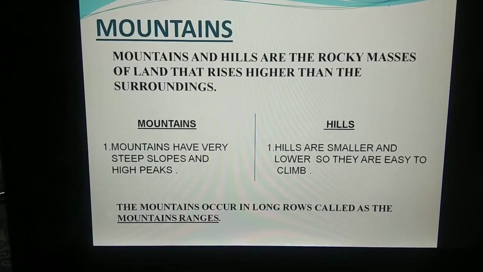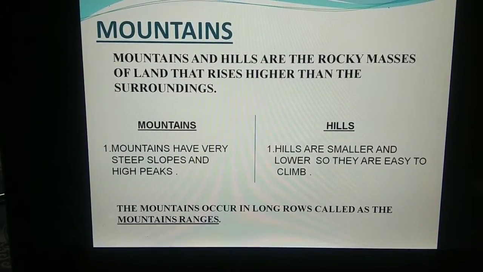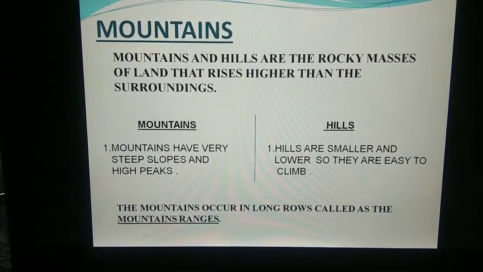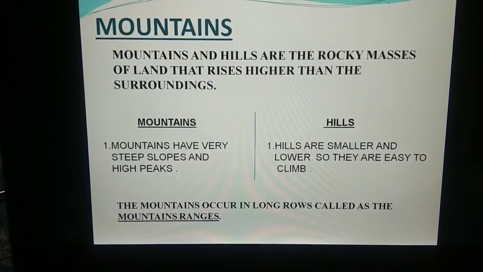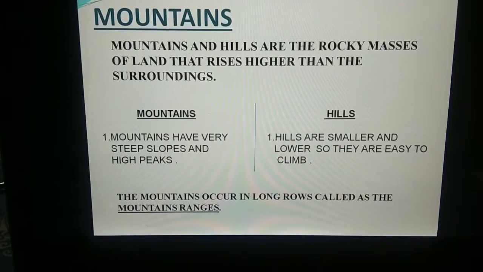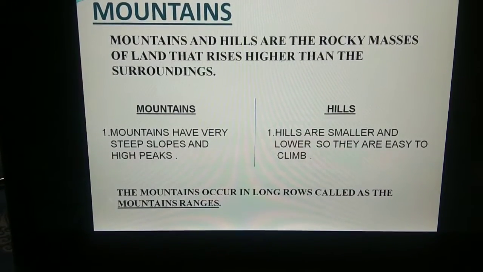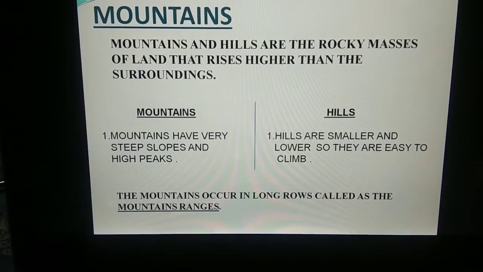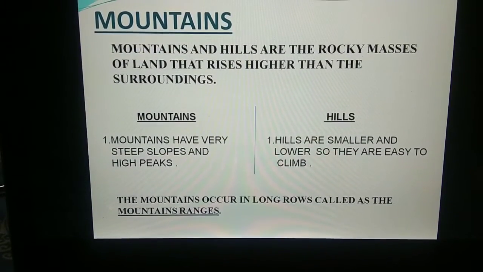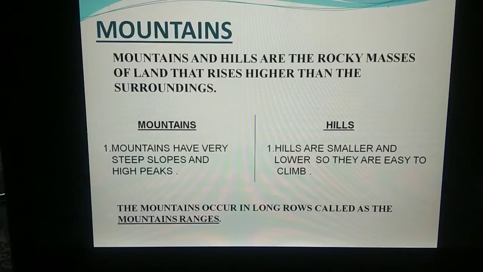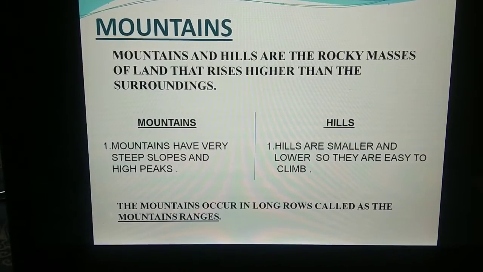Mountains occur in long rows called mountain ranges. The Himalayas in the north of India is the highest mountain range in the world, while Mount Everest is the highest mountain peak in the world.